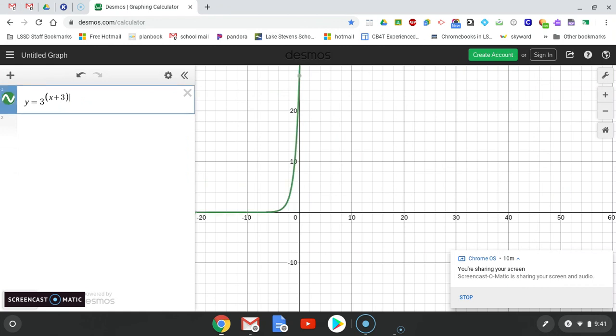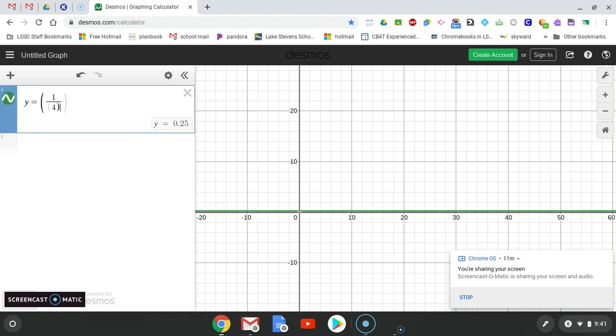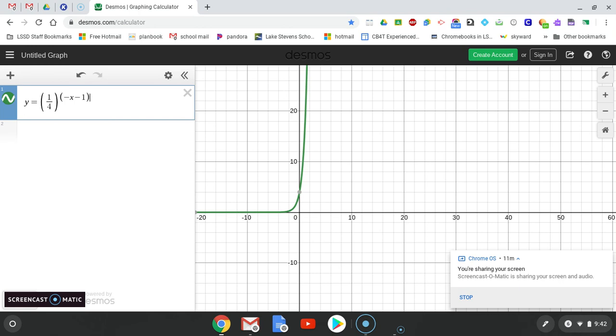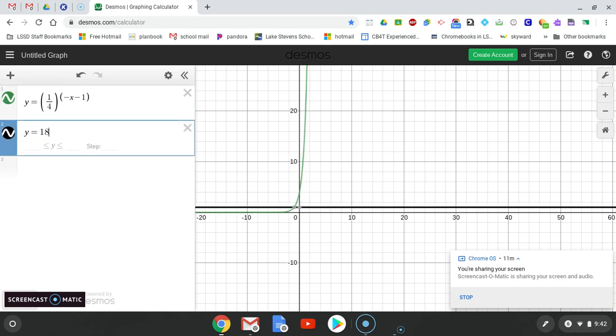So I'm going to erase the ones that I originally did, and I'm going to type in my new one. I always type in y equals, and then one side of the equation. So this was 1/4. I don't need that parenthesis. Okay, and then my exponent, so I'm going to use my caret to go up to my exponent. My exponent on this one was a negative x minus 1. Then my other side was just 18, so y equals 18.